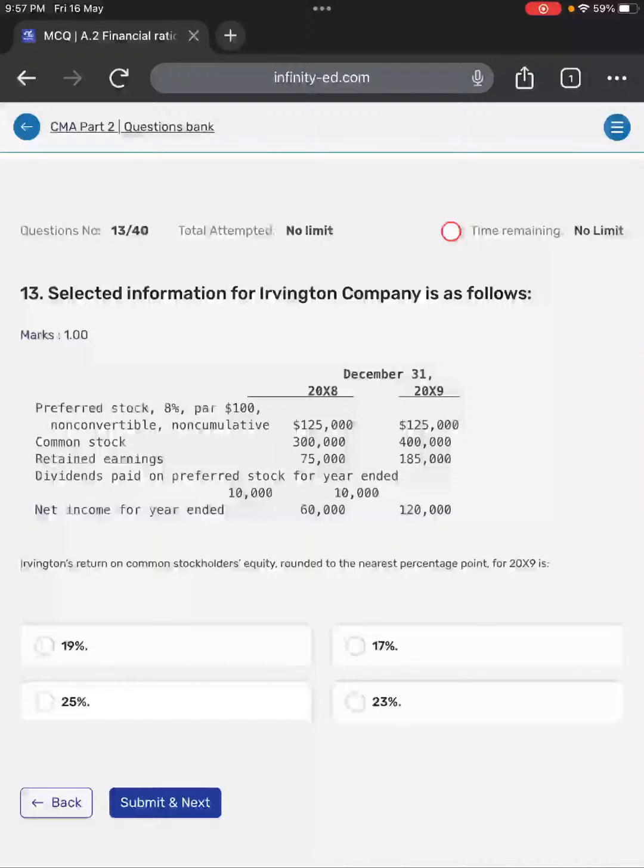Okay, selected information for Eton company is as follows.